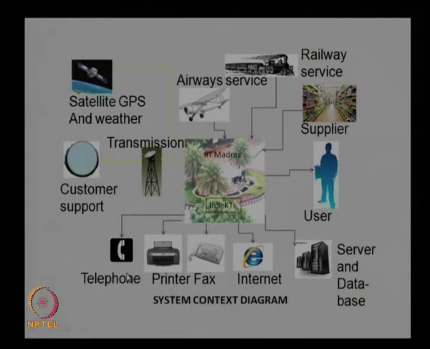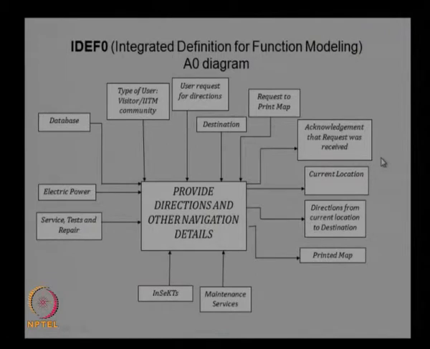The context diagram shows the GPS system as an external system, then other service providers as external systems, the user as an external system, and the server and database as external systems, and of course all other peripheral devices also. The main objective, as we already explained, is to provide services for the visitors as well as the students. In order to do the functional decomposition, we use the method IDEF0.